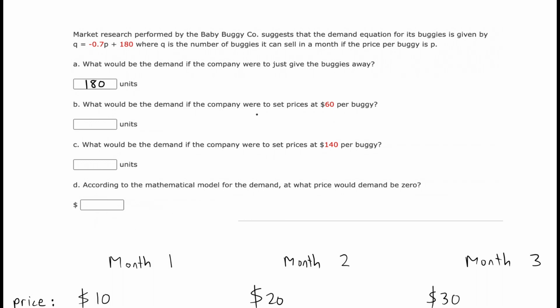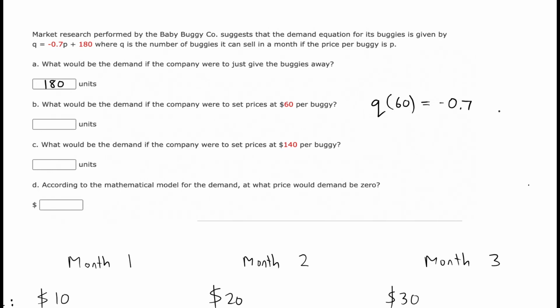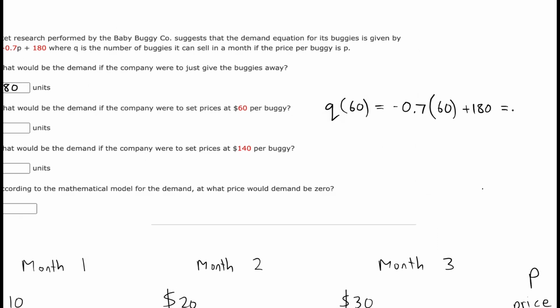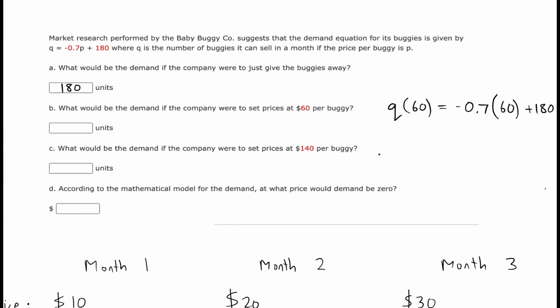What would be the demand if the company was to set the prices at $60 per buggy? We'd want to be finding Q of 60. So use your formula, and let's see what we get for that. 138, I get.